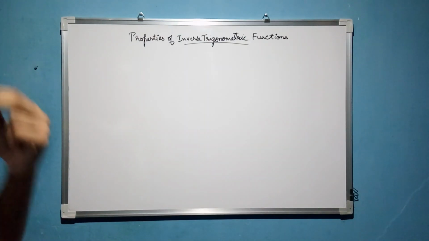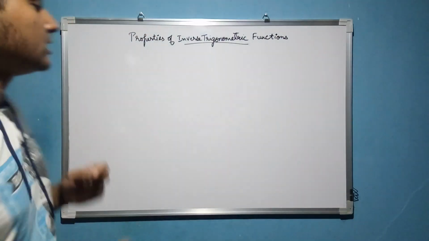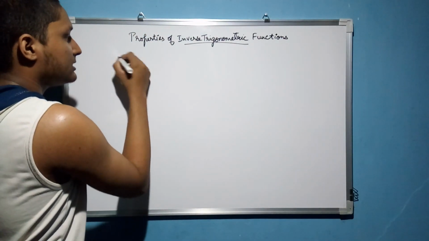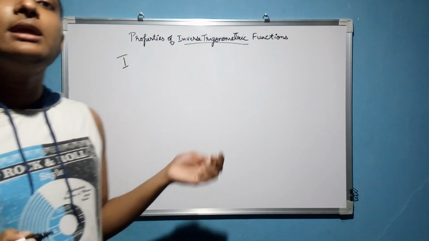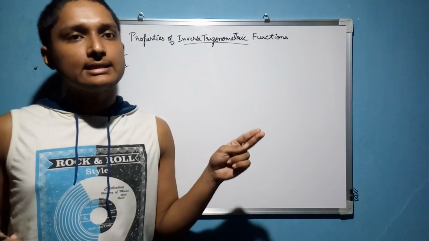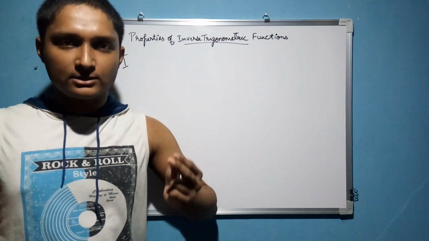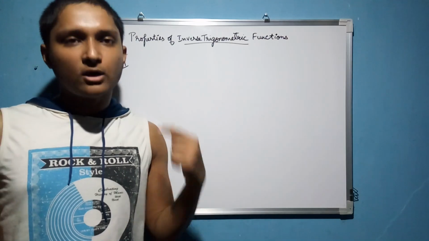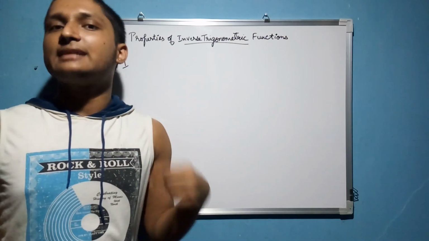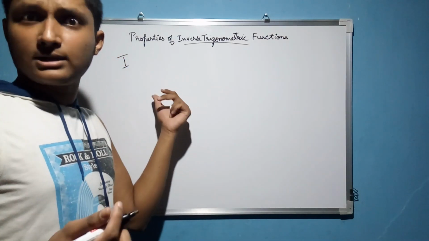Now we are going to learn about the properties of inverse trigonometric functions. So the first set of properties of inverse trigonometric functions come to be the reciprocals. In trigonometric functions, we found out that 1 by sin x was cosec x, 1 by cos x was sec x, and 1 by tan x was cot x. How is it going to come here?